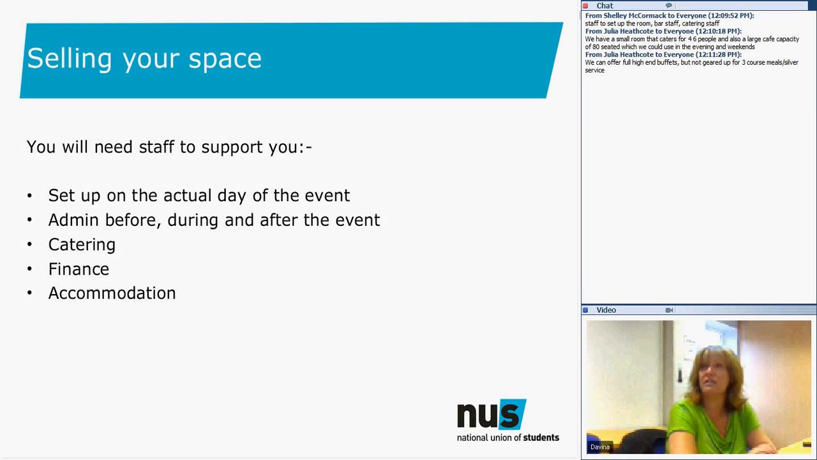And accommodation. So some of the events, certainly that NUS do, can be 2-day residential or 3-day residential events. So you'll need to work quite closely with your accommodation teams just to make sure that they can be quite clear on what they can offer, especially during term times when accommodation isn't really available.